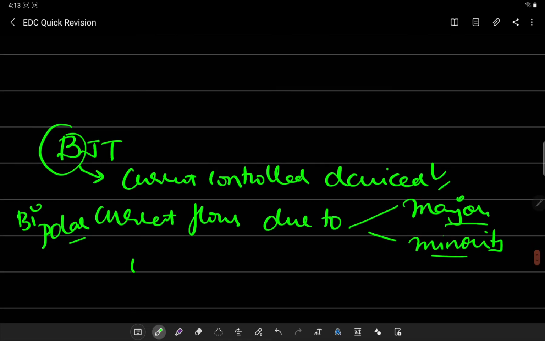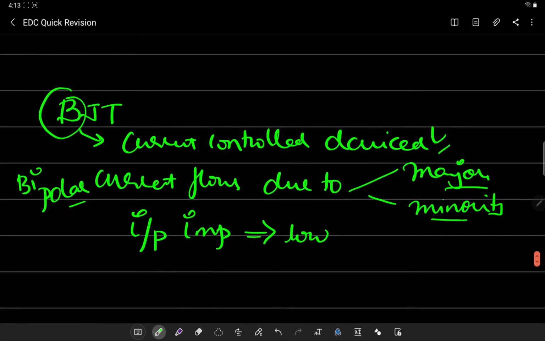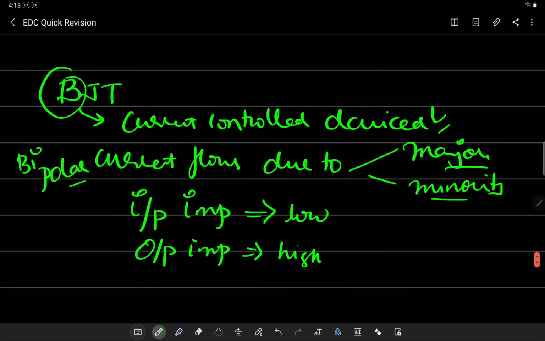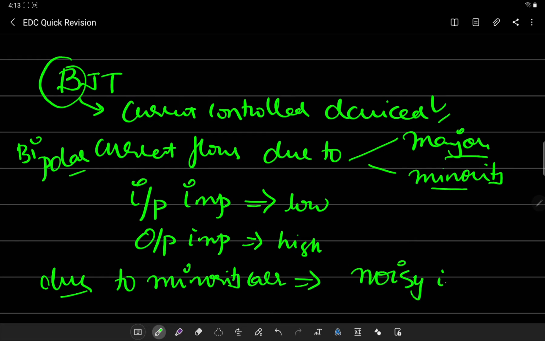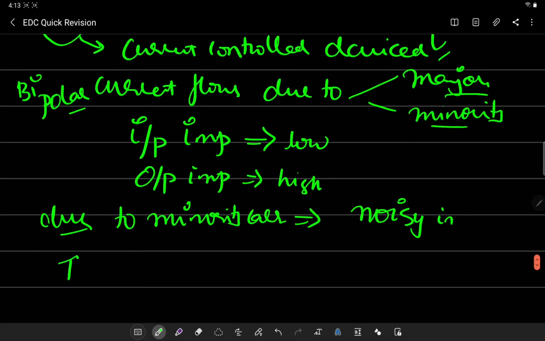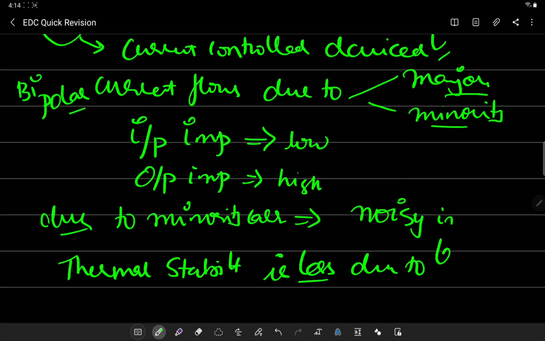So the beauty with it is it has an input impedance which is low and the output impedance is high. Also, due to minority carriers, it is a bit noisy in nature, and also the thermal stability is less due to leakage or reverse saturation currents.